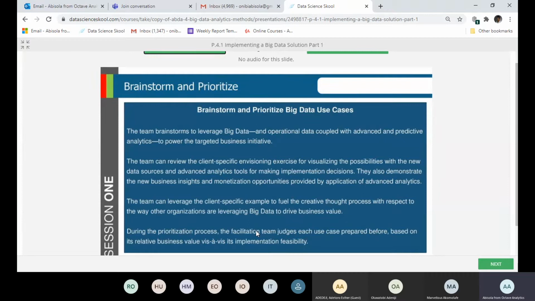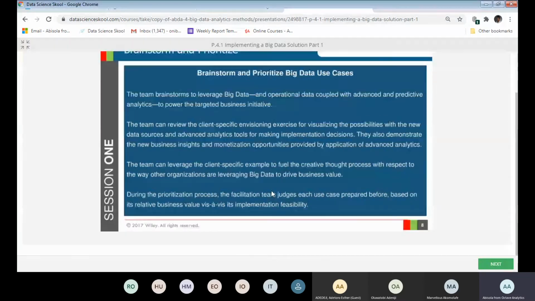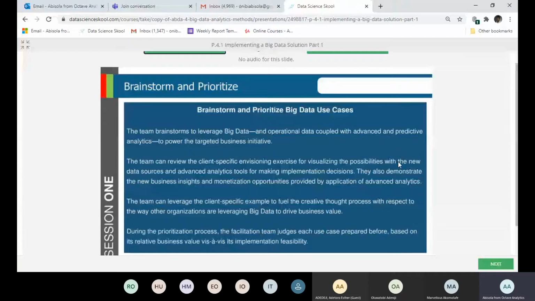So the step 4, which is the prioritization process, the facilitation team judges each use case prepared before. So you've checked all of these things. You've seen the different solutions you can implement for this company. You've seen that I can implement A, B, C, D. So now you cannot implement all A, B, C, D at the same time.